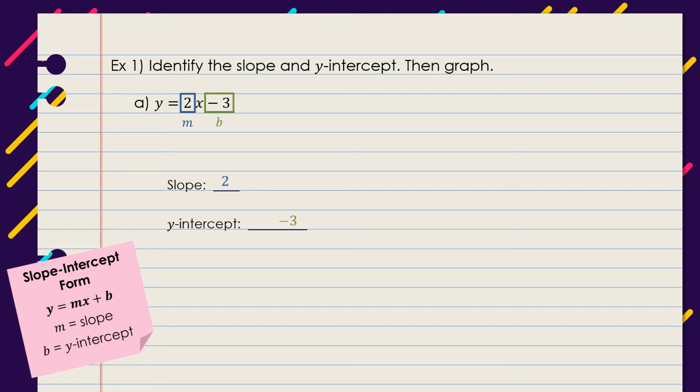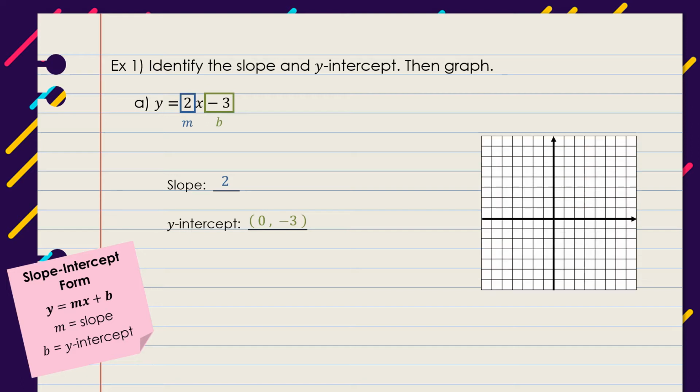However, remember, y-intercept represents a point, so we need to write it as an ordered pair. So instead of just saying the y-intercept is negative 3, we would say the y-intercept is at the point (0, -3). Now that we've identified the slope and y-intercept, we're ready to graph this information on the coordinate plane.